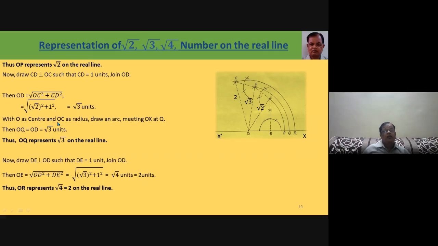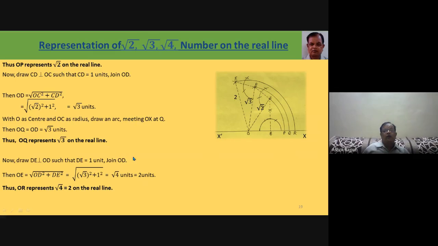With O as center and OD as radius, draw an arc meeting OX at Q. Then OQ equals OD, which equals under root 3. Are you seeing O to Q? It is equal to O to D. This arc is coming here. Now draw DE perpendicular to OD, and DE equals 1 unit.